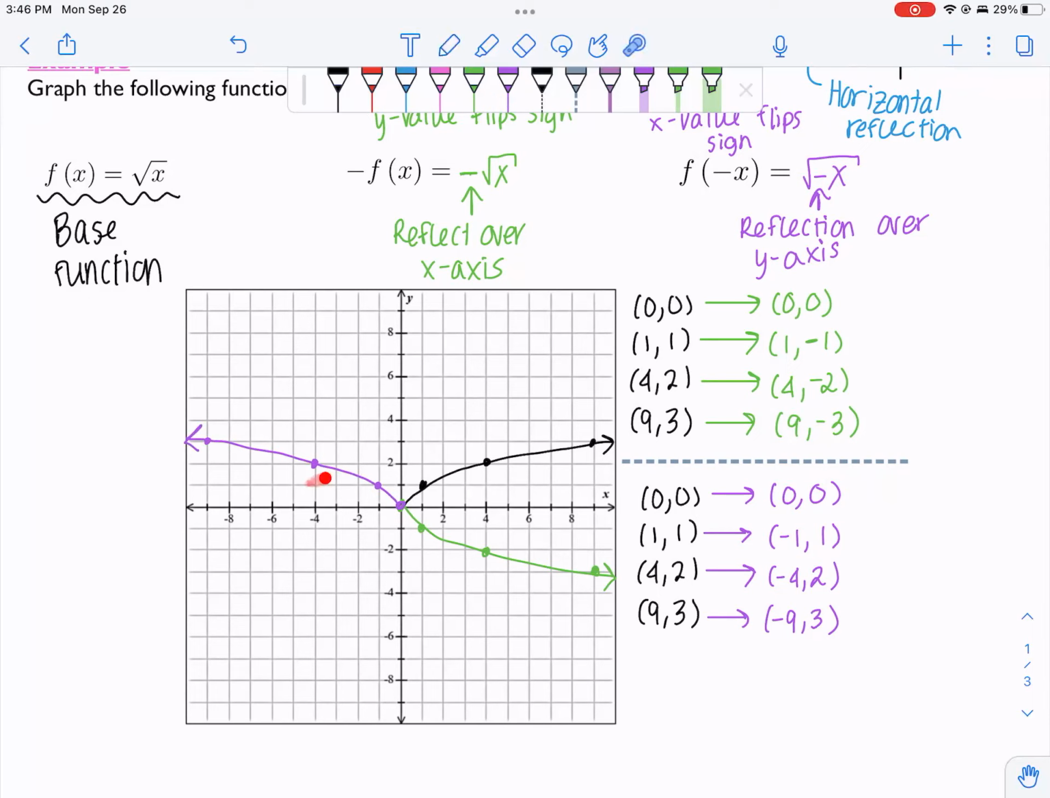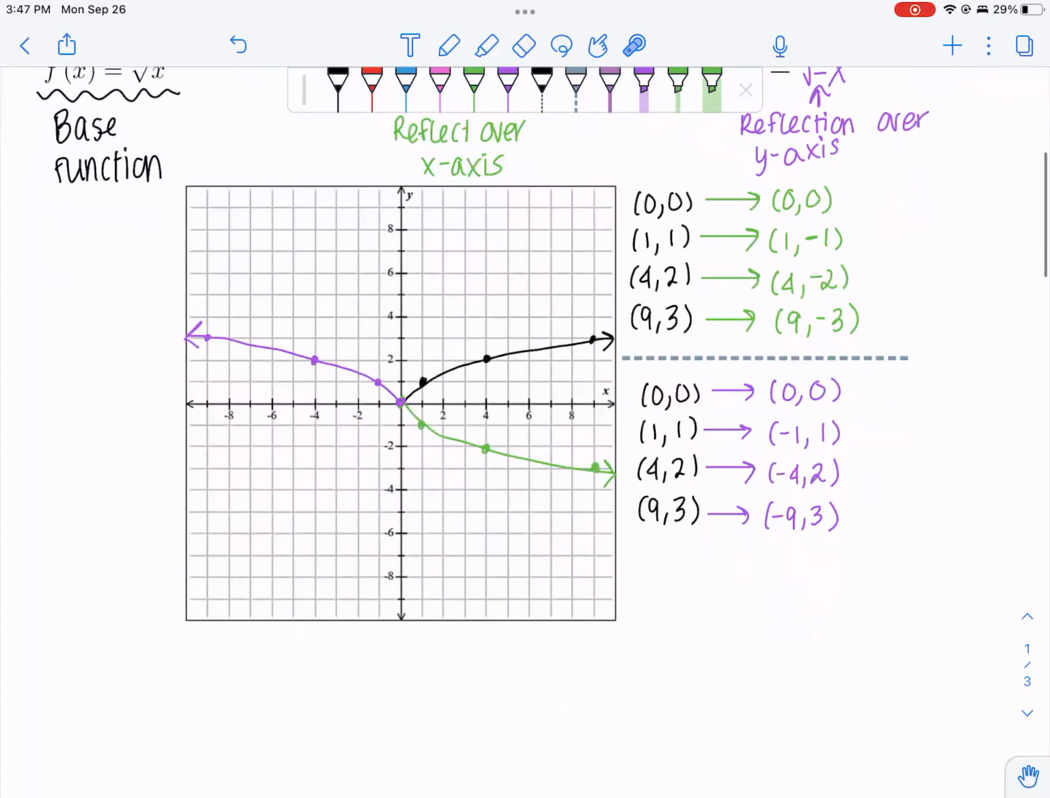For these guys, you can see how that mirroring action is happening. This point here is 4 units away from the y-axis, and its mirrored point is 4 units away from the y-axis. This point here, 9 units away, 9 units away. So that's all that the reflections are doing. They're just flipping the x or the y values.